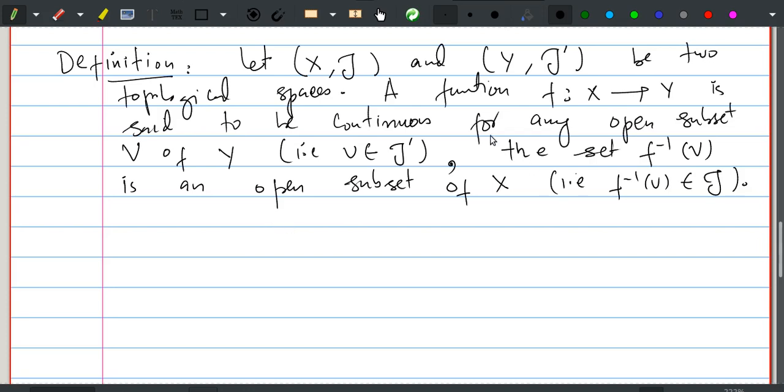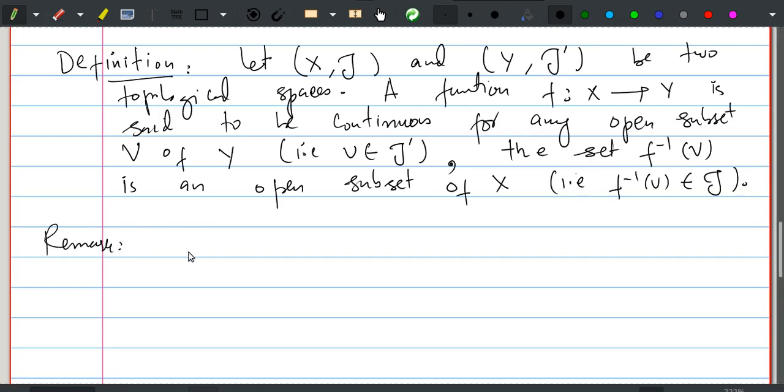So now, in order to check whether a function is continuous or not, we should not check this condition for any open subset. We don't have to look at the inverse image of each and every subset of T prime. Instead, we just look at the basic open elements of T prime, and we see whether the inverse images of the basic elements of T prime are open here or not. So let us make this remark.